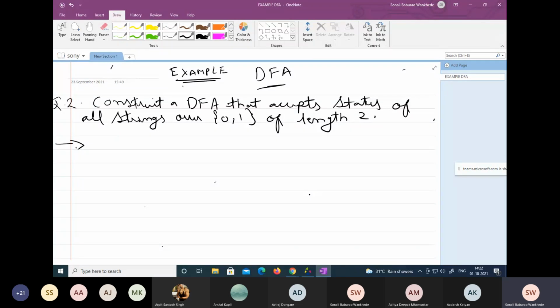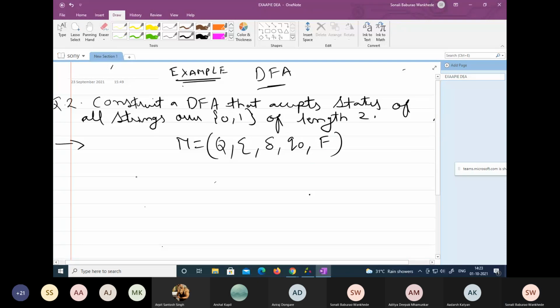And we all know that if it is a DFA, M is equal to Q, comma, sigma, comma, delta, q naught, and F. This is how M is represented. Now, what are my values of sigma? Sigma is the set of input symbols, so it is 0, 1. From the question we can get two inputs, 0, 1. That is my sigma. Length of my input should be 2.